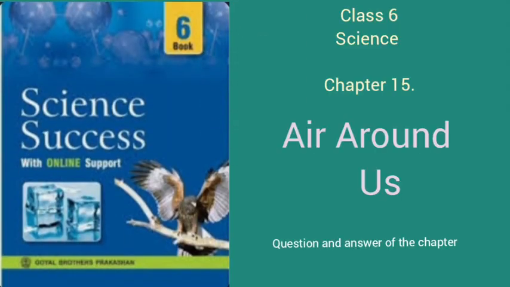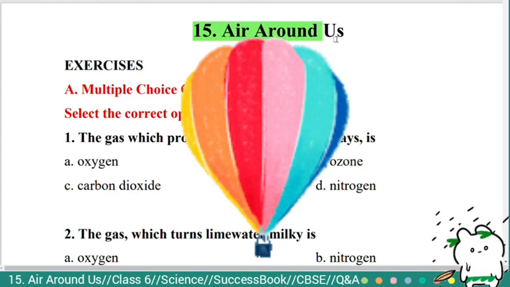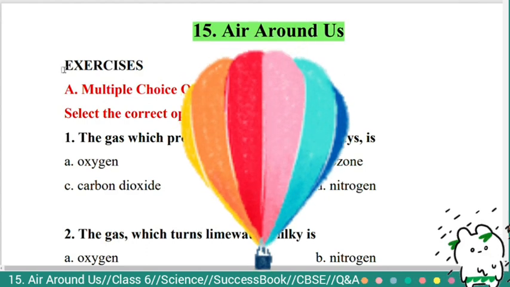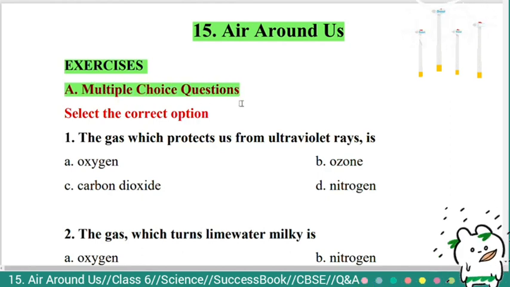Hello students, this video is about question and answers of the class 6th science chapters. Chapter 15, Air Around Us. First exercise questions. First, main A. Multiple choice questions. Here you have to select the correct option.